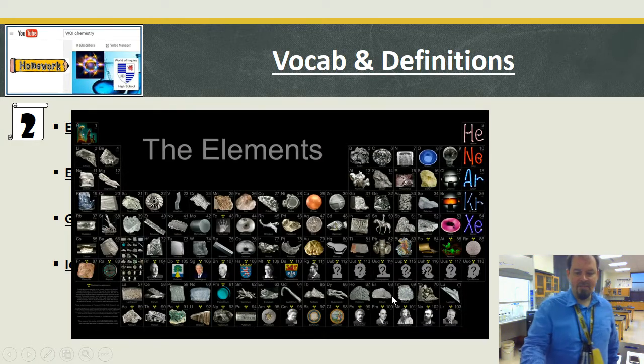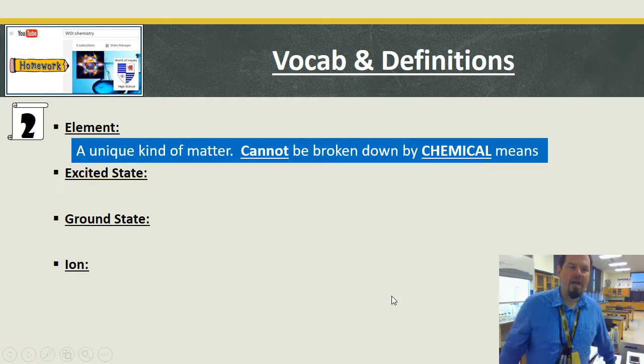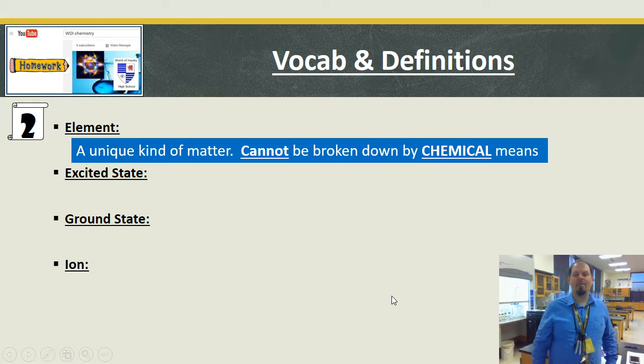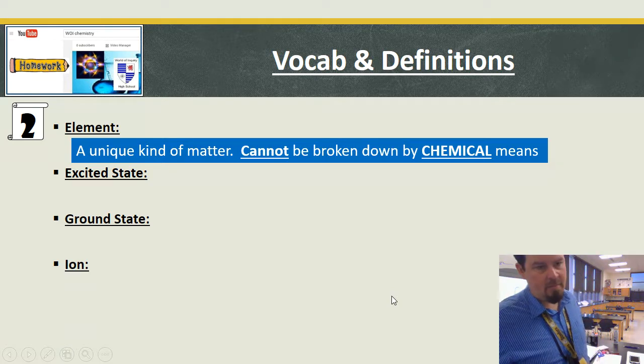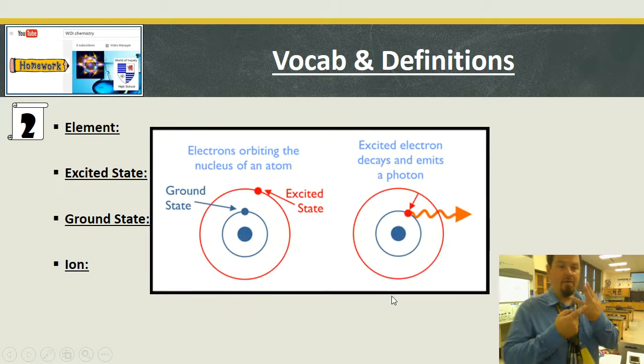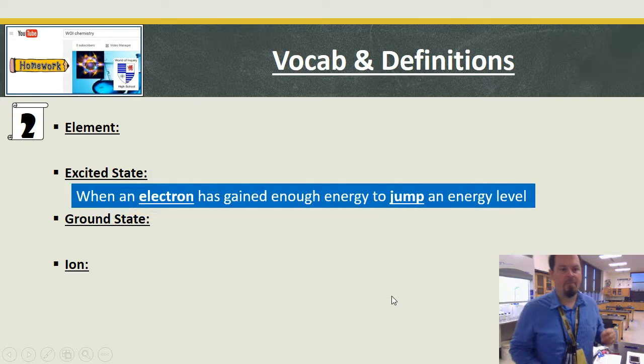Periodic table of elements, I like this picture. An element is a unique kind of matter, cannot be broken down by chemical means. An atom is one piece of one element. Okay, we can have multiples, like here, there's multiple atoms of gold here. Okay, it's an element, but there's lots of them here.